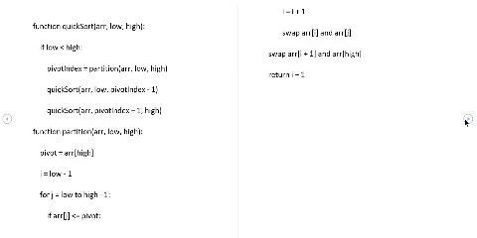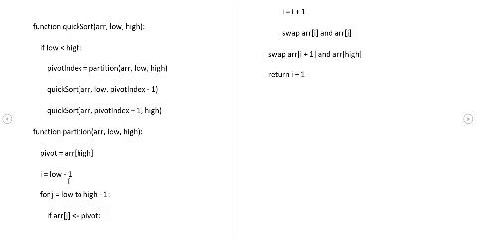Pseudocode. Function quicksort(array, low, high): if low is less than high, pivot index equals partition(array, low, high); quicksort(array, low, pivot index minus 1); quicksort(array, pivot index plus 1, high).